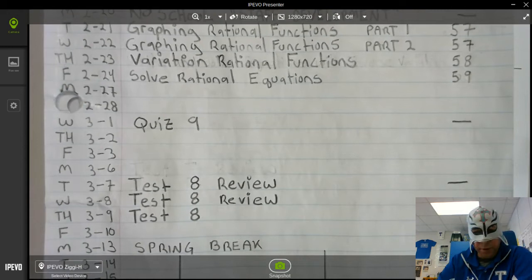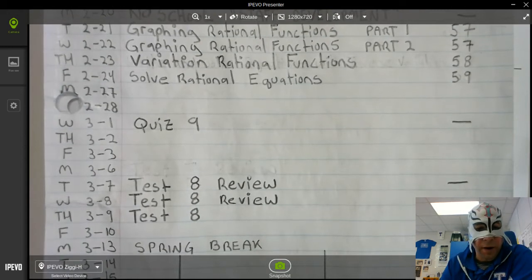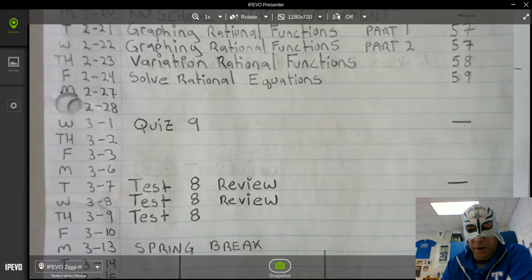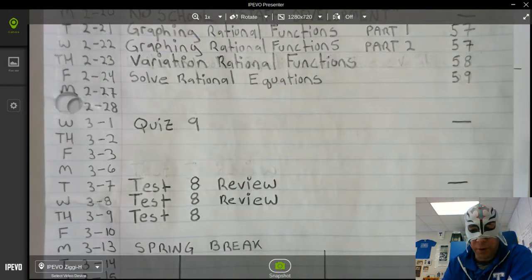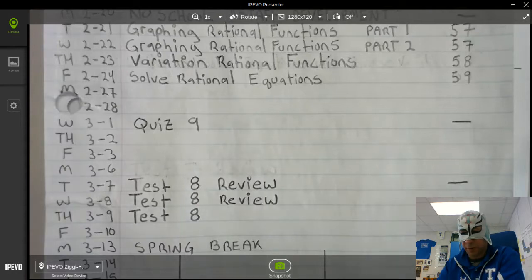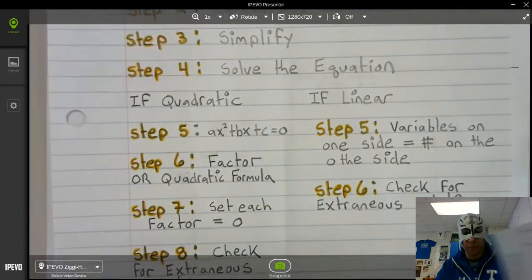Welcome again, Wildcats. All right, so today we're looking at Friday, February 24th, and we're going to solve rational equations, and on page 59. So if you would pause the video and update your table of contents. All right, now that your table of contents are updated, let's take a look at our notes.